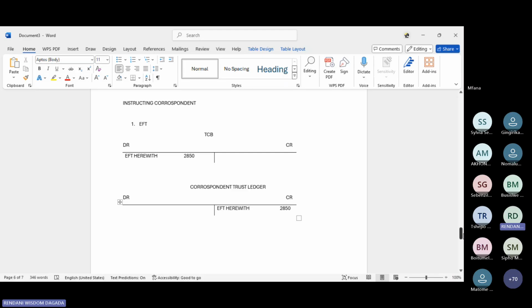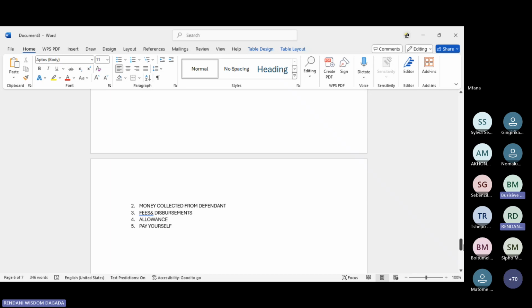Okay. So we are done with step number 1. We are going to step number 2. Step number 2 is money collected from a defendant. What's the name of our defendant in this scenario? Abel. Abel is our defendant. How much did we collect from Abel? 5,000. If you look at the statement of account, there's cash Abel there and a 5,000. That is step number 2, money collected.